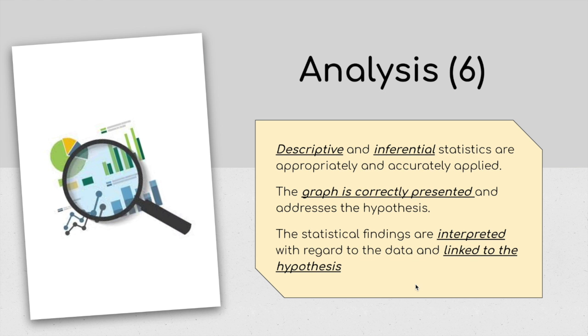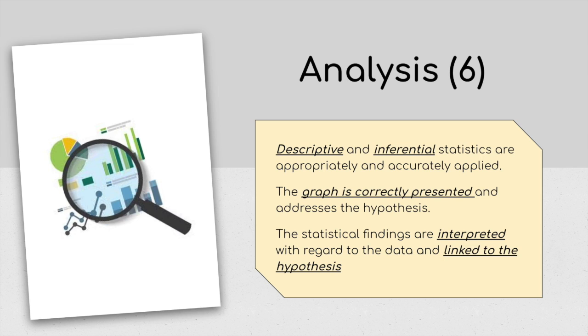Okay, so analysis for 6 marks. Descriptive and inferential stats are appropriately and accurately applied. Most of you did this fairly well. There is some controversy about whether you need to explain which ones you picked. I referenced a website yesterday or last week that said you don't need to explain it, but you do need to tell us what you did.